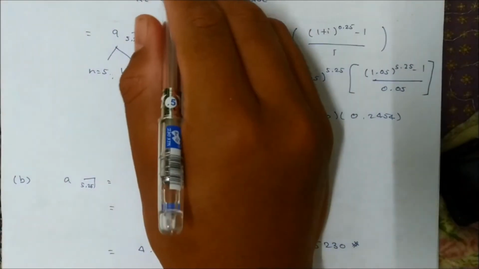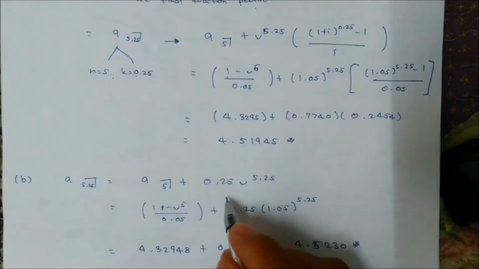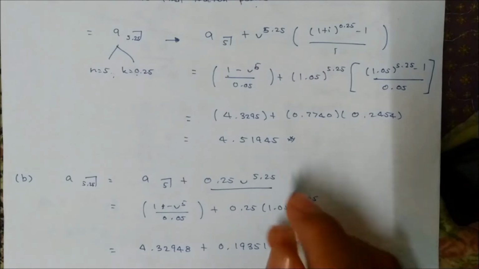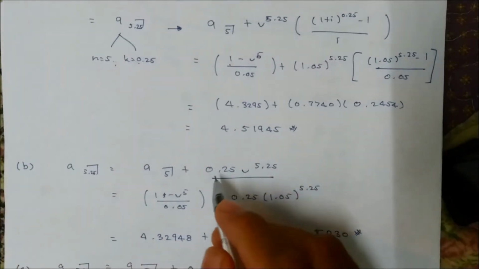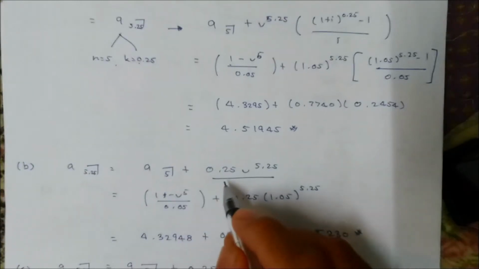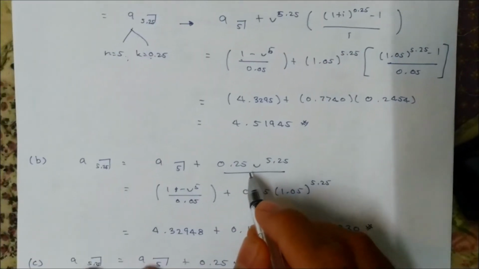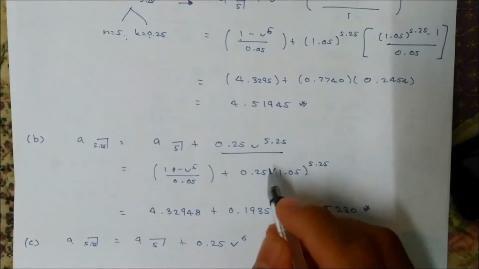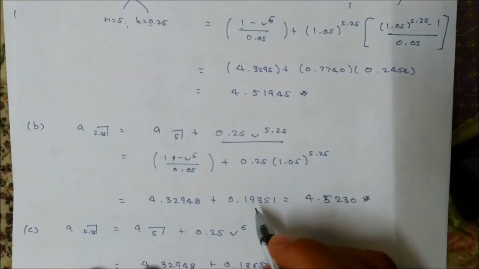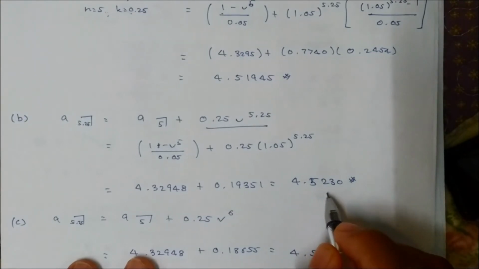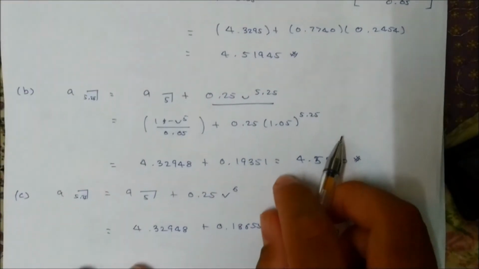For question B, a payment of 0.25 at time 5.25. So the payment here refers to the extra payment that needs to be made. So therefore, the equation is going to be a angle 5 plus 0.25 times v to the power of 5.25. So calculating those values, we will get the answer, which is 4.5230.